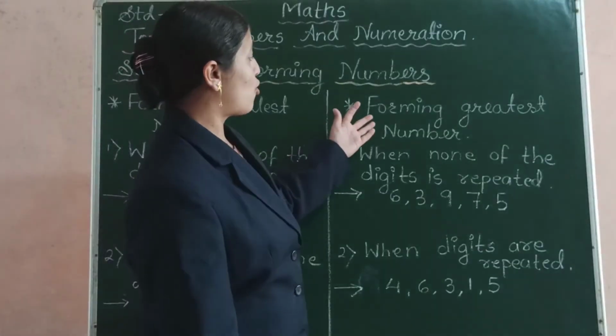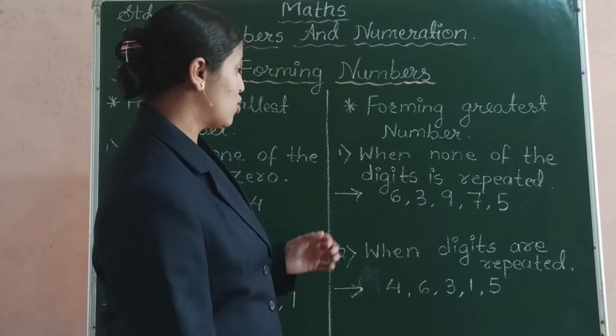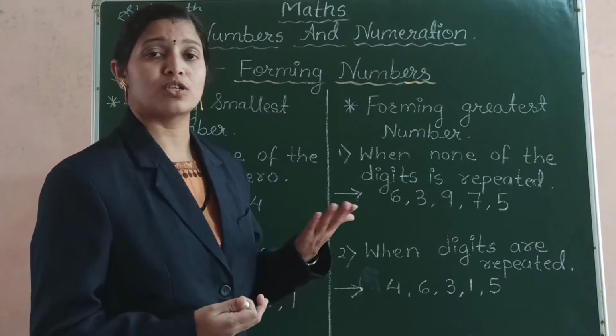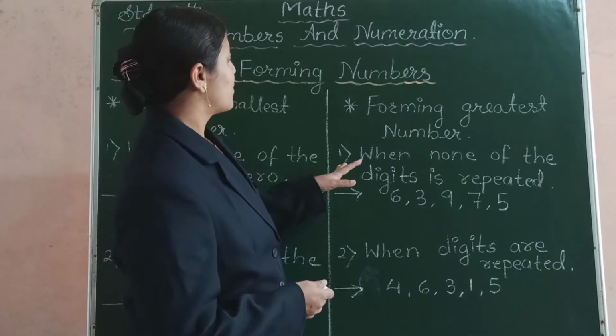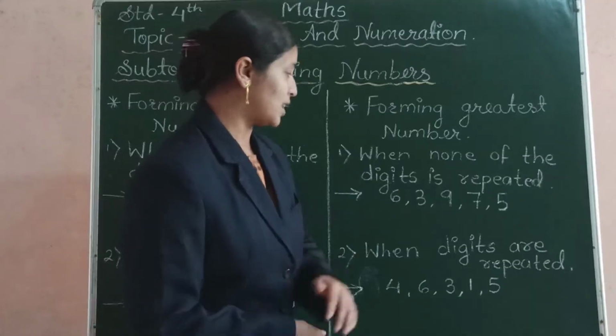Now we will see forming the greatest number with the help of the given digits. So here, while forming the greatest number also, we are going to follow some rules. So what are the rules? The first rule says: when none of the digits is to be repeated.